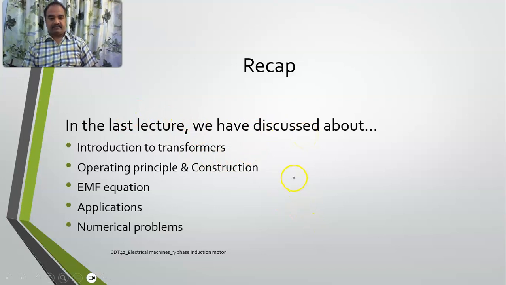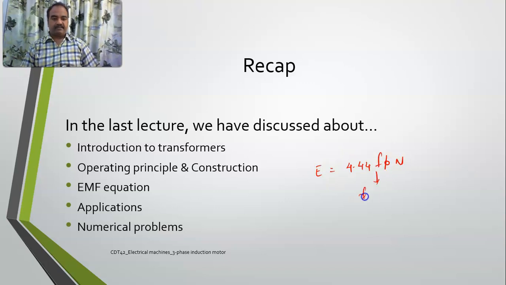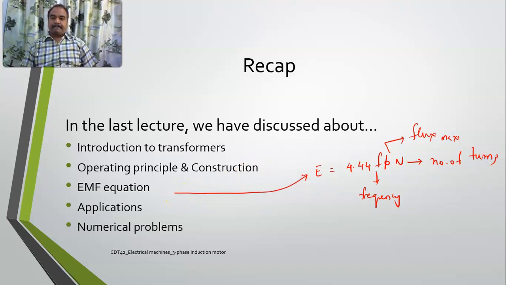And the EMF equation was E is equal to 4.44 F phi N, where F is the frequency, phi is the maximum flux which is developed, and N is the number of turns. So this was the expression for the EMF which is developed in the transformer.